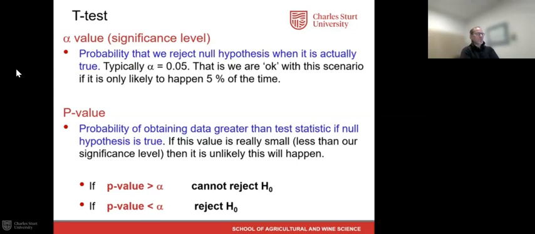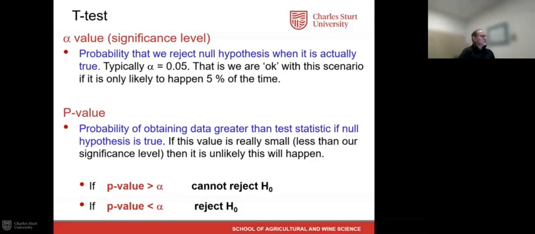The probability of obtaining data that's more extreme than your significance level, if the null hypothesis is true, is what your p-value is. So if our p-value is really small, less than 0.05 or less than 5%, then it is unlikely that we're going to be making an error and rejecting our null hypothesis when it's actually true.